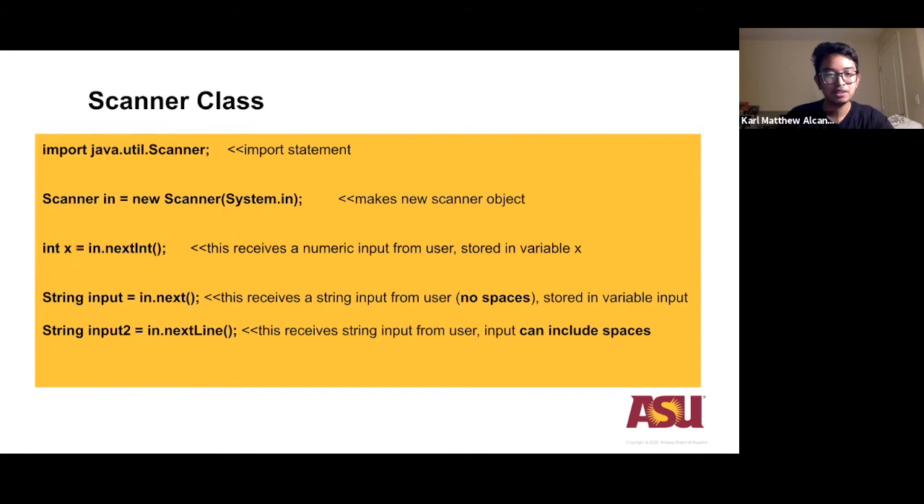And the same goes for strings. There are actually two ways that you can use a Scanner class in order to input a string. First, you can do in.next(), and what this does is it receives a string input from the user, but the thing is you cannot have any spaces in that input. It essentially can only hold one word, basically. And that one word is stored into the variable input.